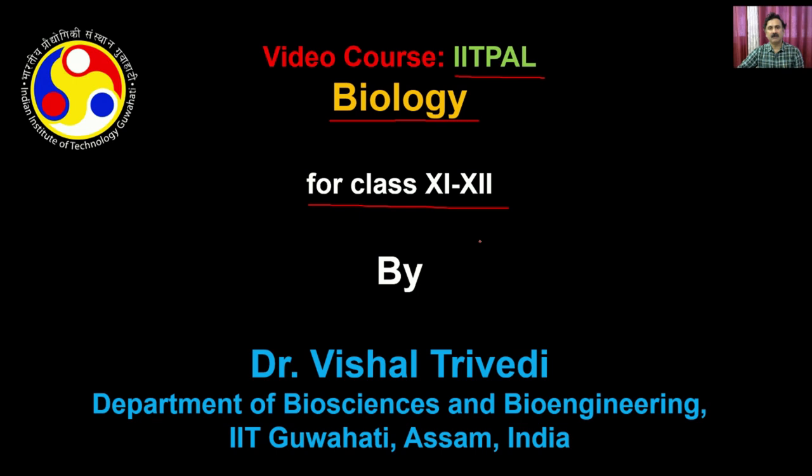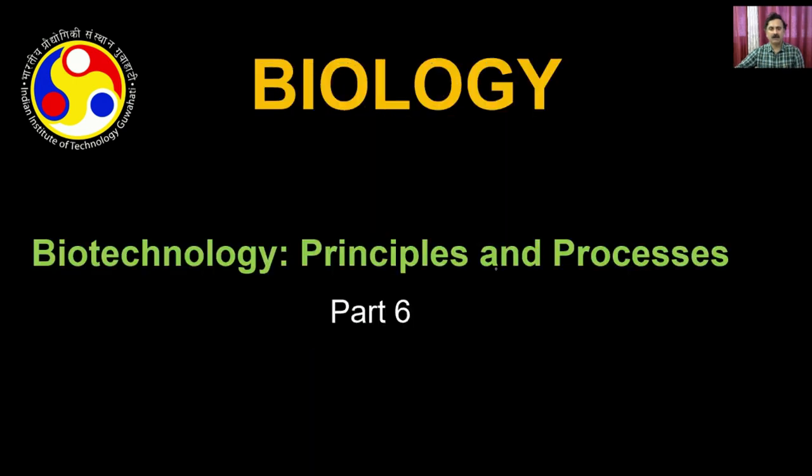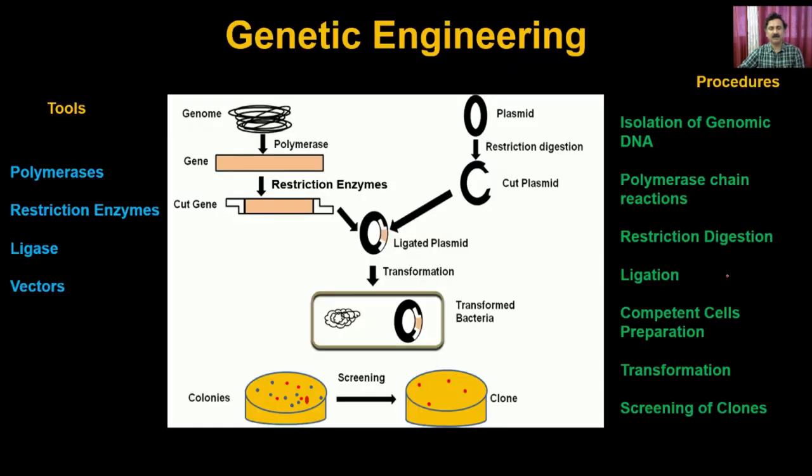In this series, we were discussing the biotechnology principles and processes. While discussing this chapter in the previous few lectures, we discussed genetic engineering and how it allows us to generate genetically modified organisms. To explore the different processes responsible for generating them, in the previous two lectures we discussed the isolation of genomic DNA as well as the polymerase chain reaction. And in the previous lecture, we also discussed restriction digestion as well as ligation.